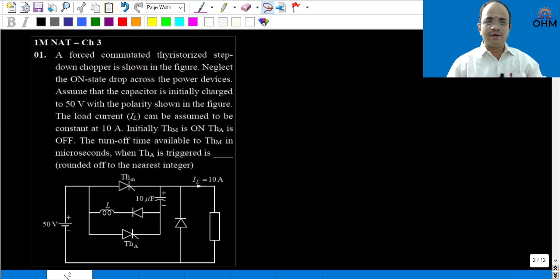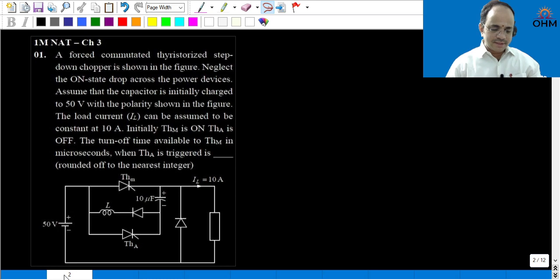Now we need to find out what is the turn off time available for the main thyristor in microseconds when the auxiliary thyristor is triggered. So this question is basically from commutation circuits. In my lecture, I used to discuss this commutation topic in chapter 3. Total power electronics was divided into 6 chapters. Out of that, this topic is from the 3rd chapter, DC to DC converters along with the commutation techniques.